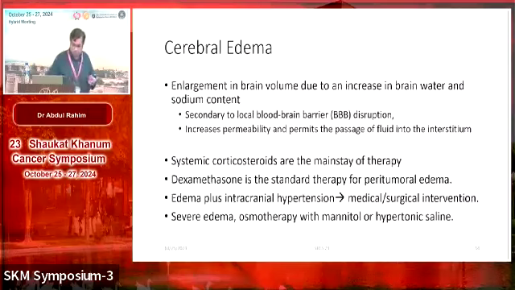Steroids. Apparently, steroids are the major treatment that we offer in oncology. Dexamethasone for edema. If there is significant edema and there are signs of intracranial hypertension, medical and surgical management would be required, and severe edema would require mannitol and hypertonic saline also, along with other measures that we had previously discussed in the European Society slide.